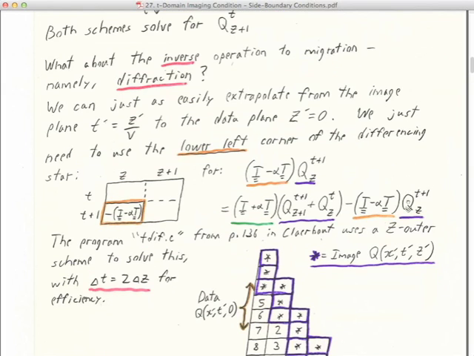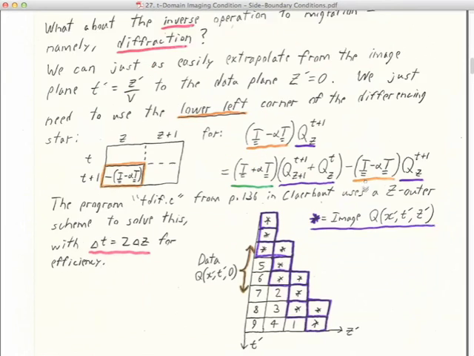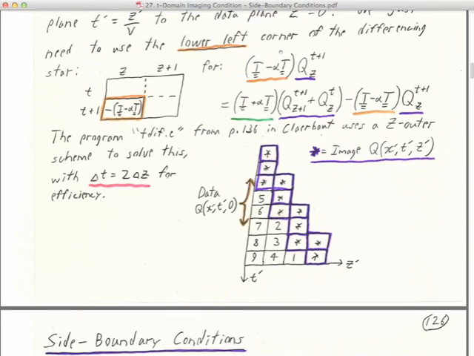Okay, now what about the inverse operation to migration, which is diffraction? Okay, and that's the program that I give you. So at least whatever I say here, you can go and check and see how I do it in tdiff.java. Okay, we can just as easily extrapolate from the image plane, T prime is equal to Z prime over V, to the data plane. Okay, we just need to use the lower left corner of the differencing star, which again is one of these brown ones, right? It's the I minus alpha T instead. So it's still just as stable. Okay.